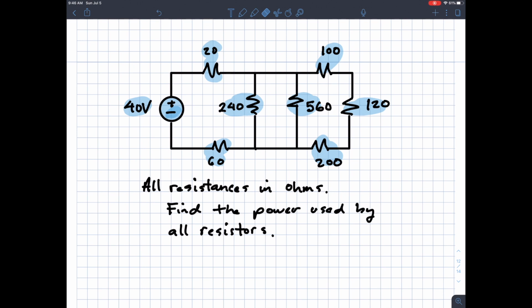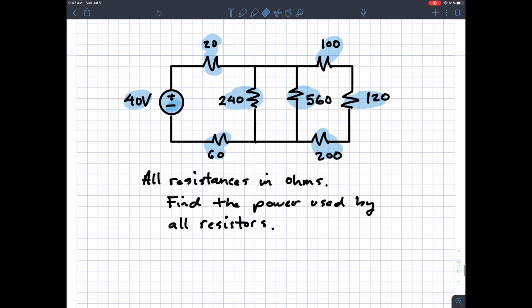To find the power used by a resistor, I need to know the current through it or the voltage across it. If I know the current through it, I can get the voltage across it using Ohm's law, and if I know the voltage across it, I can get the current through it using Ohm's law. So I just need these values for every one of the resistors. But it's a reasonably complicated circuit. How would you get started?